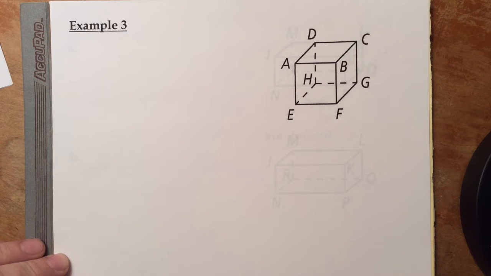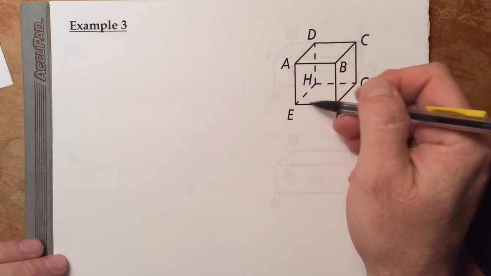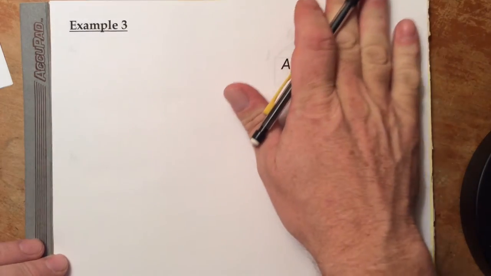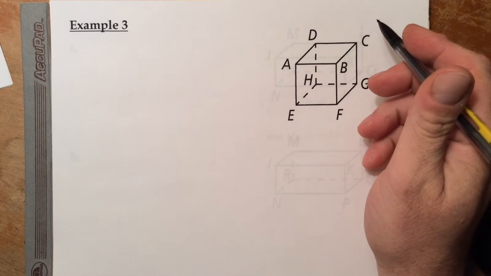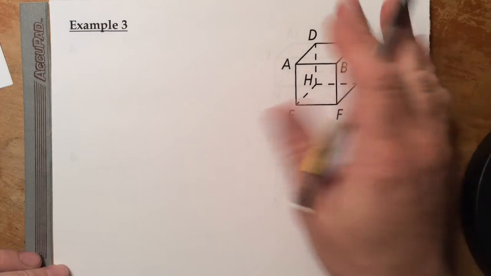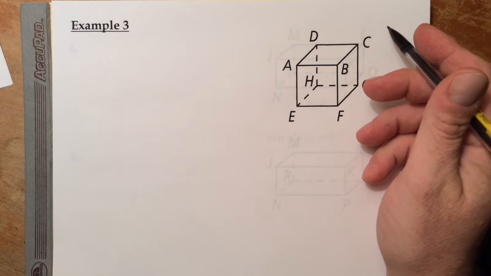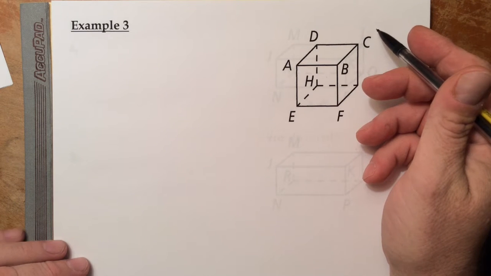Example 3. Now, before we do this problem, I want you to notice that this is a solid represented on a flat sheet of paper. And when you're trying to represent something in 3D, a three-dimensional solid, on a 2D flat sheet of paper or surface, you have to remember some things.